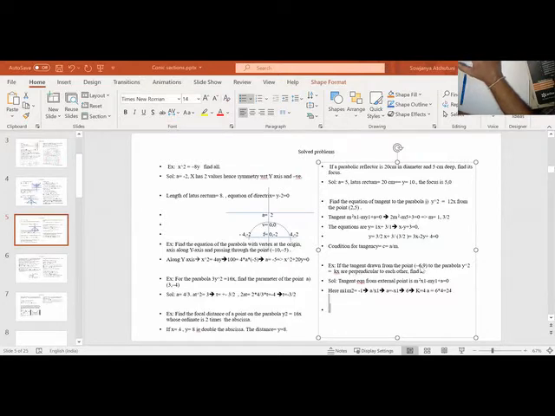Suppose the tangents drawn from this point to the parabola are perpendicular, then find k. We know the condition for perpendicular tangents is a by x1 is minus 1. So that means a is minus x1. So what is the point here? Minus 6. Now k is equal to 4a.